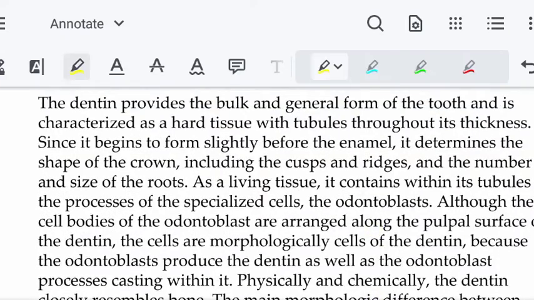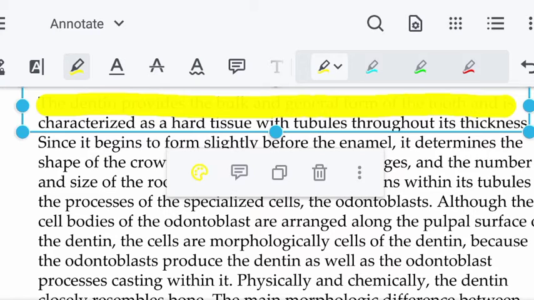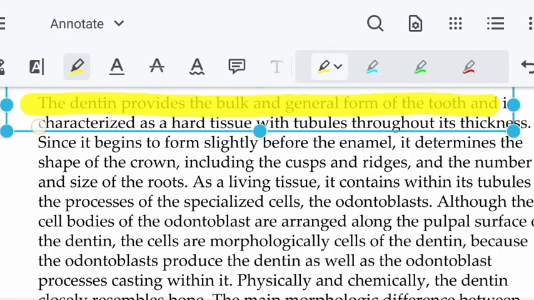Here, the dentine provides the bulk and general form of the tooth and is characterized as a hard tissue with tubules throughout its thickness. So dentine provides the bulk of the tooth, and it is a hard tissue. It is composed of dentinal tubules throughout its thickness.